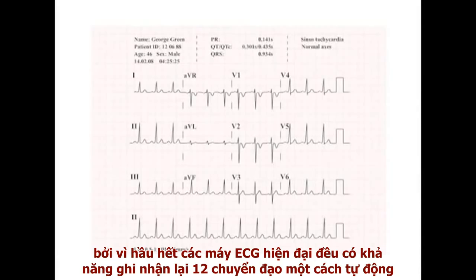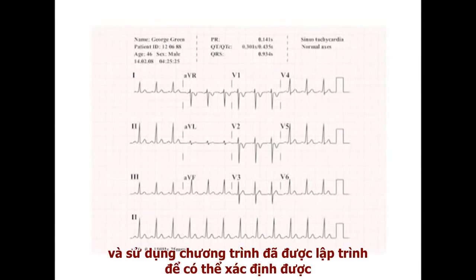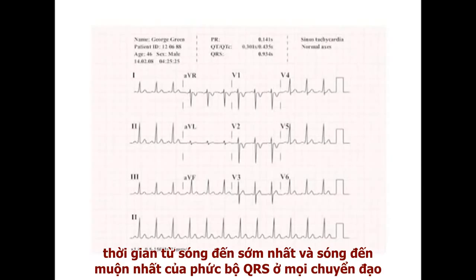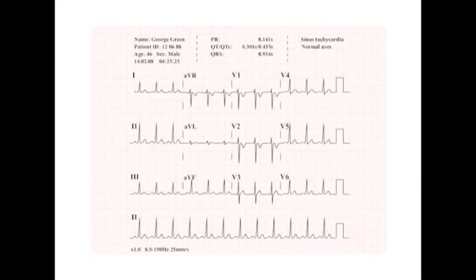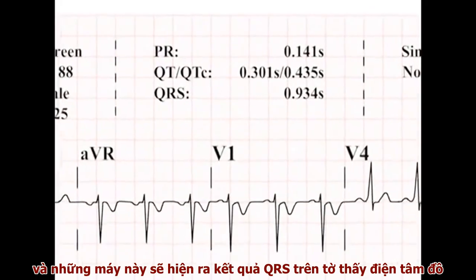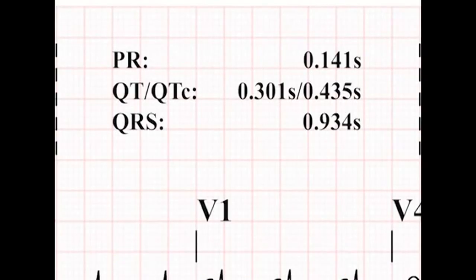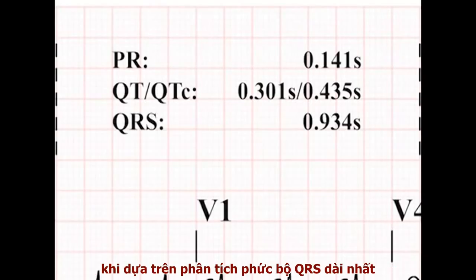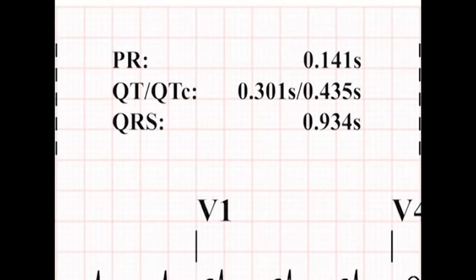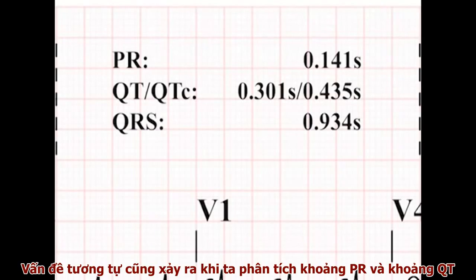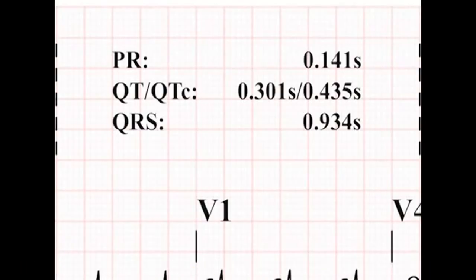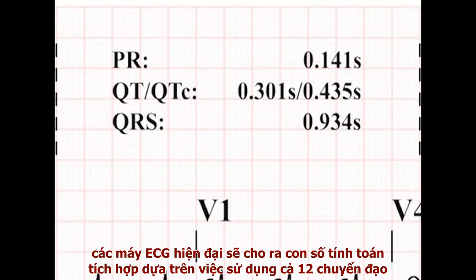on the ECG. We use the term manually as most modern digital ECG machines are capable of recording all 12 leads simultaneously and use computer programs to identify the times of the earliest and latest deflections of the QRS complexes in all leads. These machines then report this integrated QRS duration on the printout. This tends to represent an accurate estimate of the duration of all of the events of ventricular depolarization and will always tend to be longer than the human estimate based on the analysis of the widest QRS duration. Exactly the same problems exist for the analysis of the PR interval and the QT interval, and modern machines will present you with an integrated value calculated using all 12 leads.